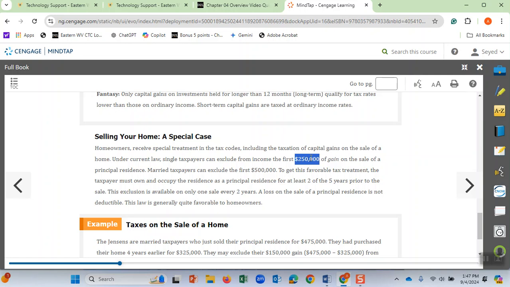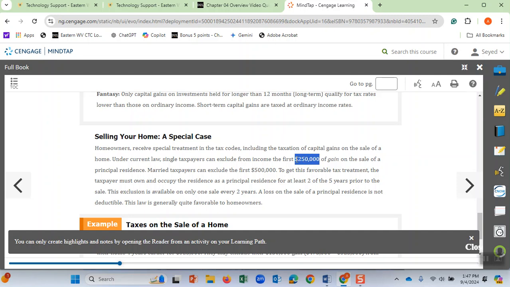Now you ask, should you pay taxes on this $250,000 or not? The thing is that the IRS is very nice to you. It tells you that if you bought that house to live in it, and it was your residence for a certain number of years, let's say 2 to 5 years, then you don't need to pay taxes on up to $250,000.